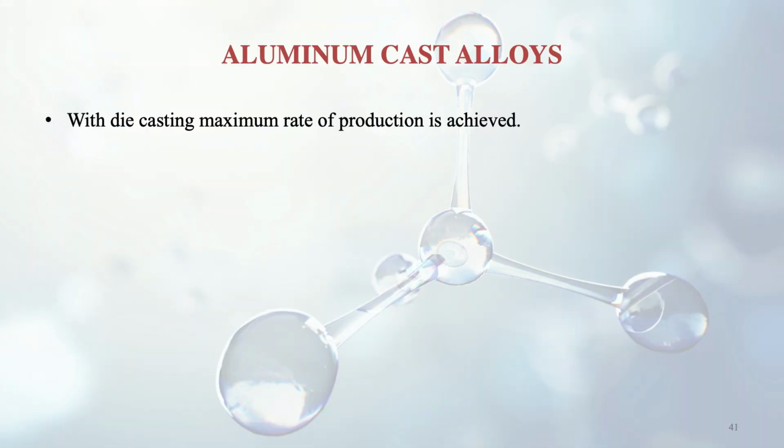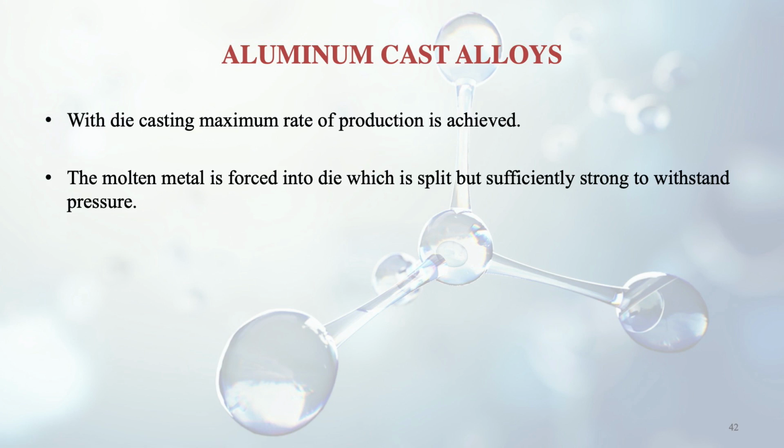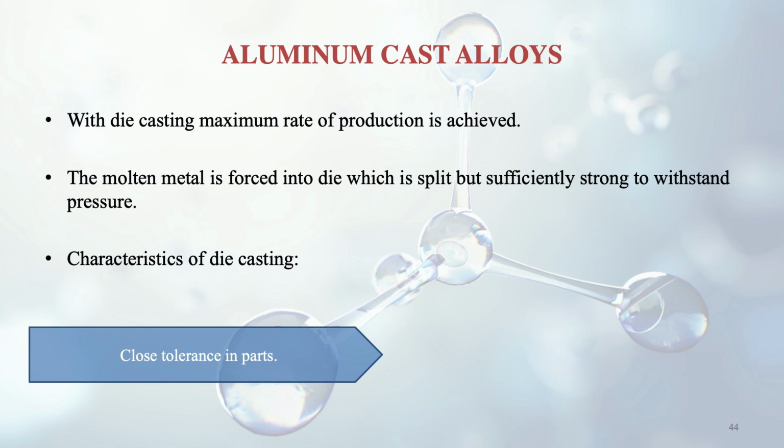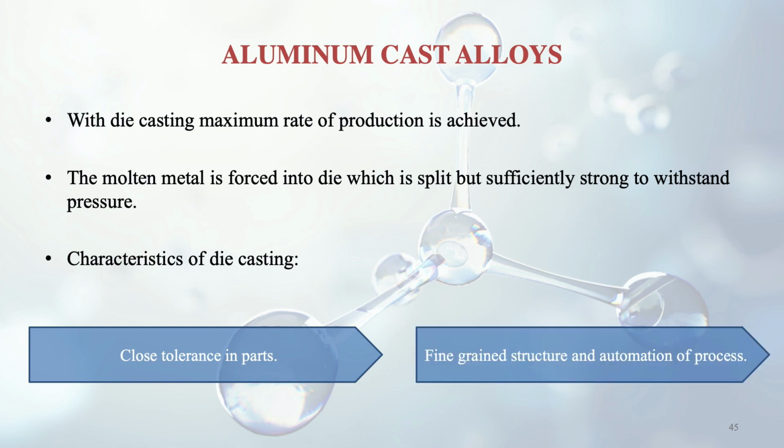Then there is the process of die casting also. If we need a high production rate, then this one is the best. The molten metal is forced into the die, which is split but sufficiently strong to withstand the pressure. And what are the characteristics of die casting? It has close tolerance in parts, it also gives a fine grained structure, and the process is automated. So these are the advantages of die casting over other kinds of casting.